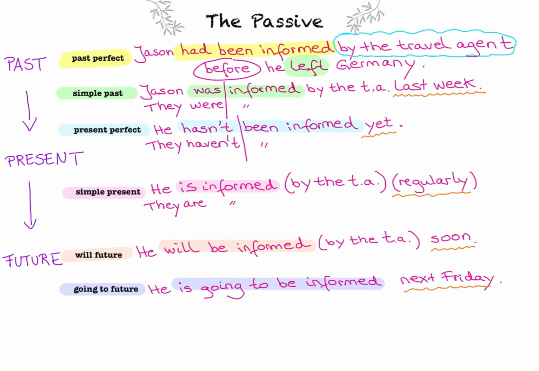Of course, we need to remember that the form of to be could change into I am, he, she, it is, you, we, they, are.